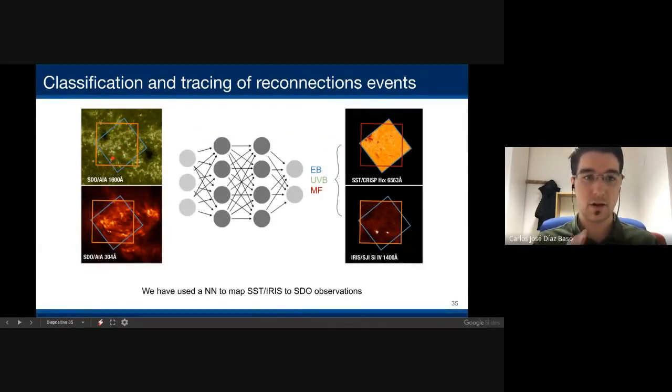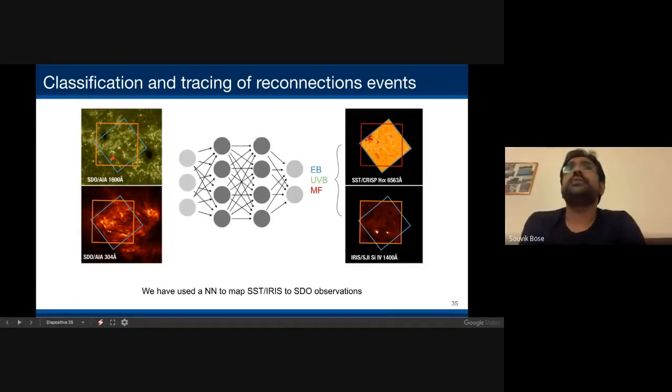So at the end, only using SDO, you can study if what you have in your pixel is an Ellerman bomb or not, without having H alpha or another spectral line. So that's one step ahead.